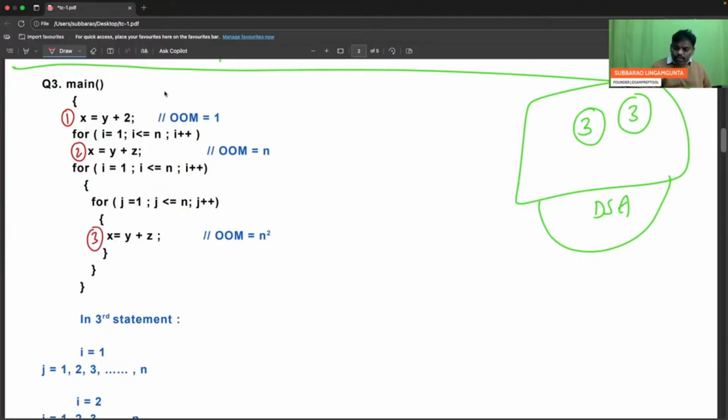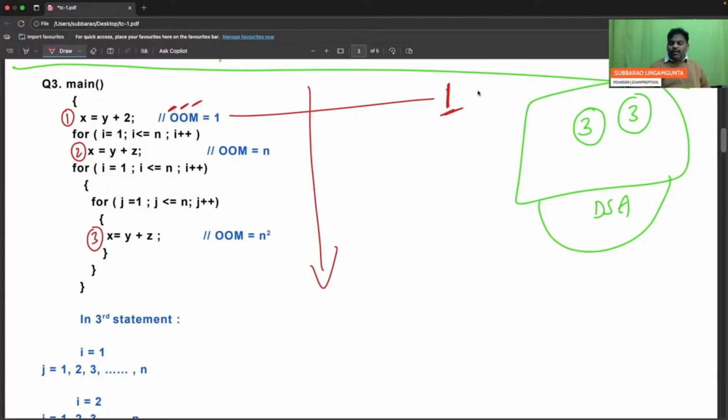Next one, whenever this program is running by CPU, how many times will the first statement execute? If you want, you can check. One time only, because it is not part of the loop. So the order of magnitude of the first statement is 1.